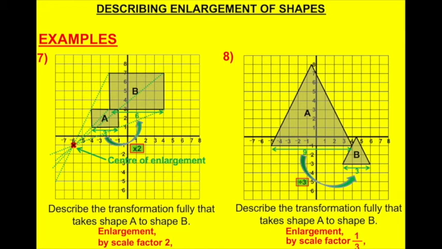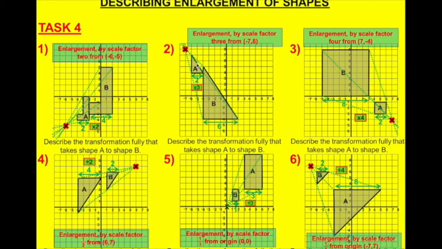And here again, we need to find the center of enlargement. To do so, we connect relevant points on the object and on the image, and we draw the lines. The intersection gives you the center of enlargement, which is (0.7, -4). So that's how you describe an enlargement of a shape. There you go. Here are some more examples that you can take a look at. Same process with the other examples.